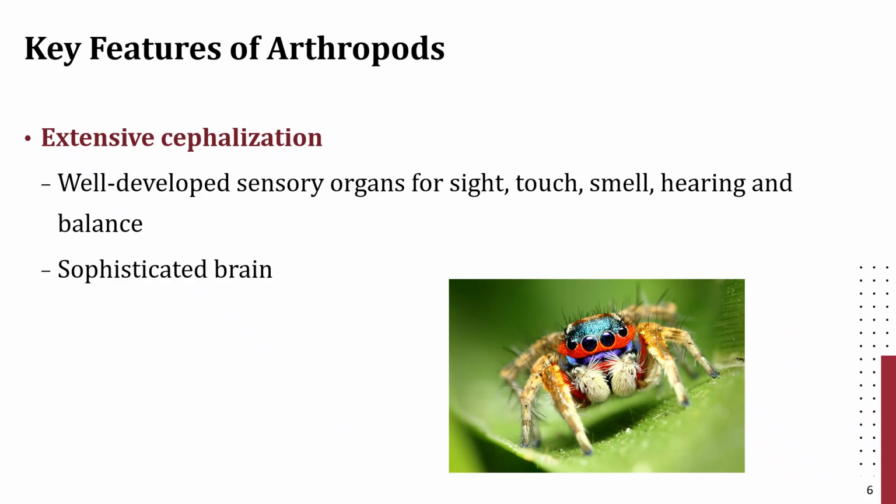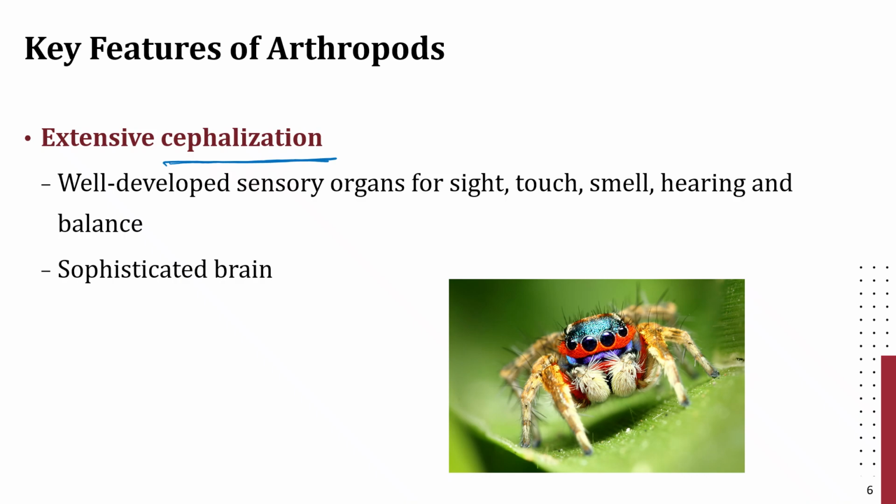So one of the key features that we see in arthropods is going to be cephalization. We see more extensive cephalization and diversity of the head region of the organism in our arthropods than any other organisms, especially until we get to our chordates, where we also have extensive cephalization. They have well-developed senses, and that is because of their head. They've got great eyesight, sense of touch, smell, hearing, and balance, and that is all because of a more sophisticated brain than we have seen in most of the other groups up to this point.